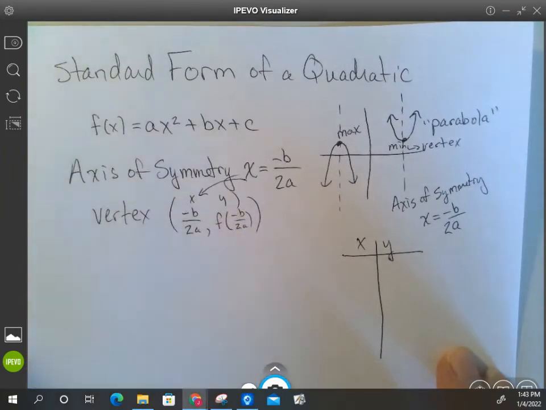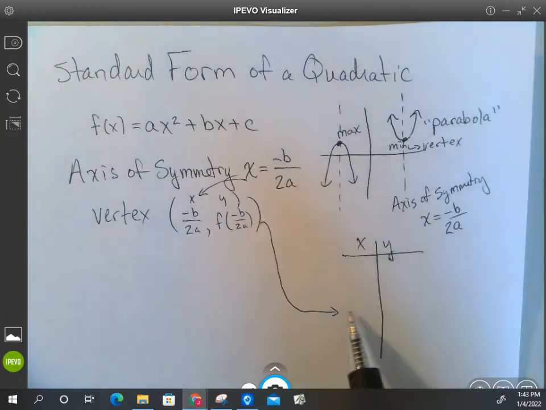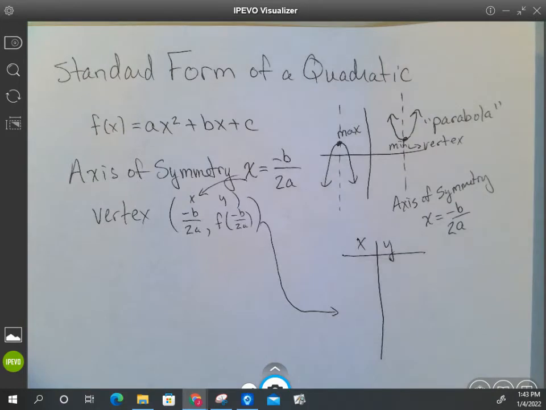Okay, so whatever your vertex is, we always put smack dab in the center of our t-chart. And then you had mentioned the y-intercept. The y-intercept is a nice point to use if it's a good part on our graph. It was an extra point to use.